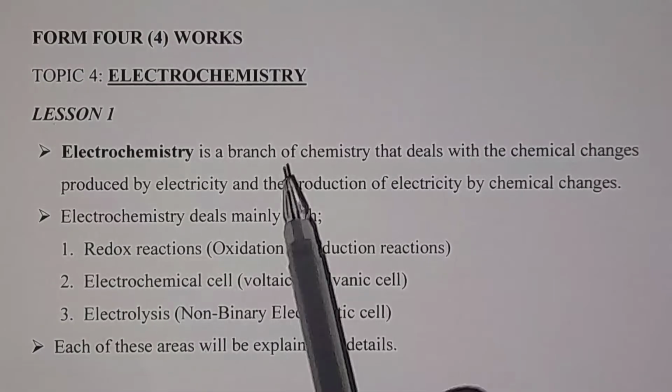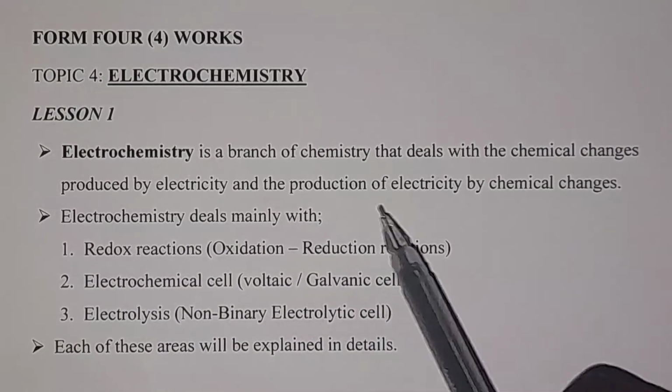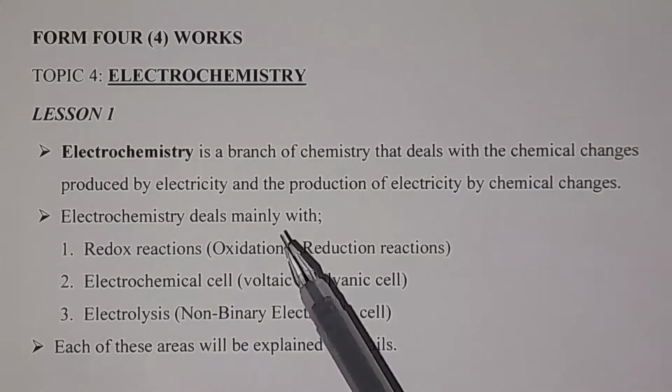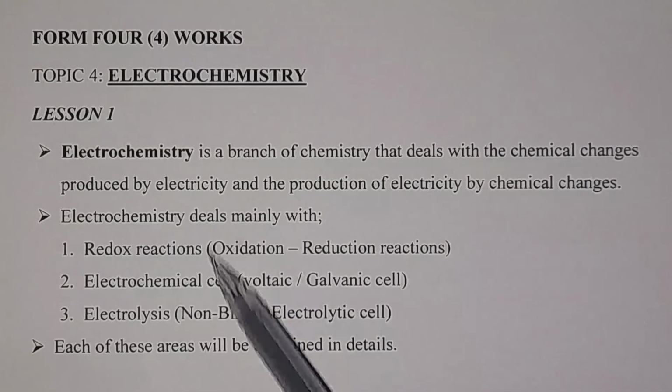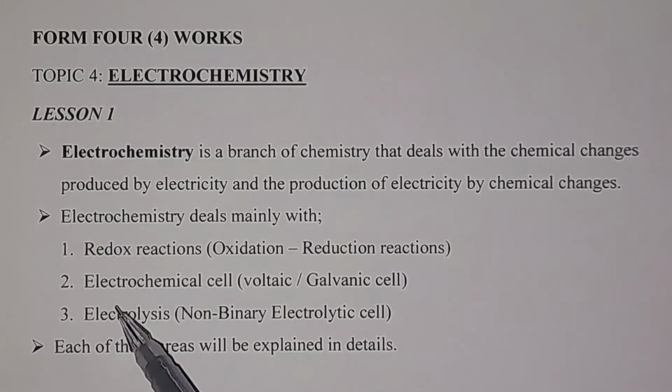Electrochemistry is a branch of chemistry that deals with the chemical changes produced by electricity and the production of electricity by chemical changes. Electrochemistry deals mainly with, first, redox reactions, in other words, oxidation-reduction reactions. Number 2, electrochemical cells, which are also known as voltaic or galvanic cells. And number 3, electrolysis, which we are going to deal with mainly for non-binary electrolytes. Each of these areas will be discussed in detail.